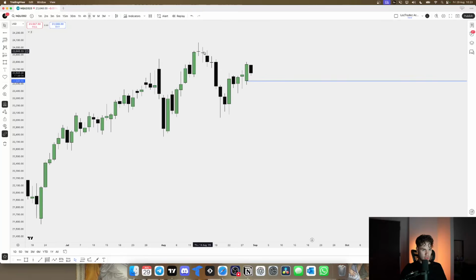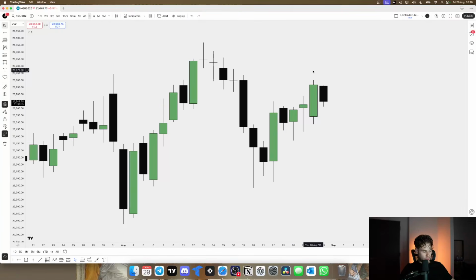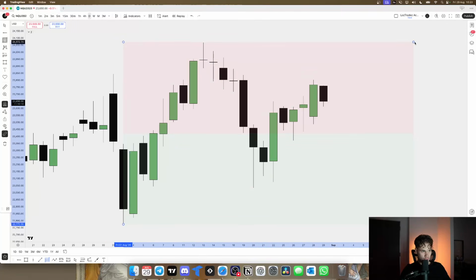So let's go to the daily time frame. And you want to think about the last 20 days. So count back 20 bars. I like to hold shift and then just drag it across 20 bars. And then the highest high and the lowest low is your premium and your discount. So in this price leg, this is your discount, this is your premium.